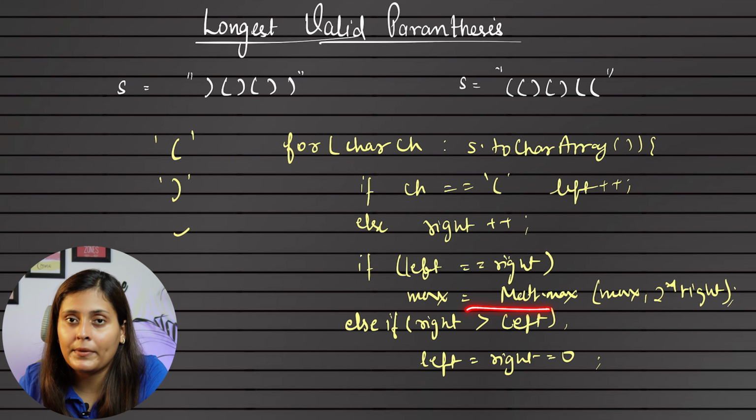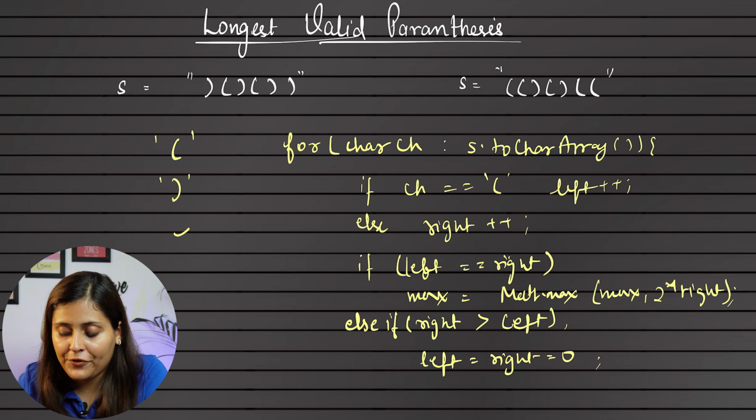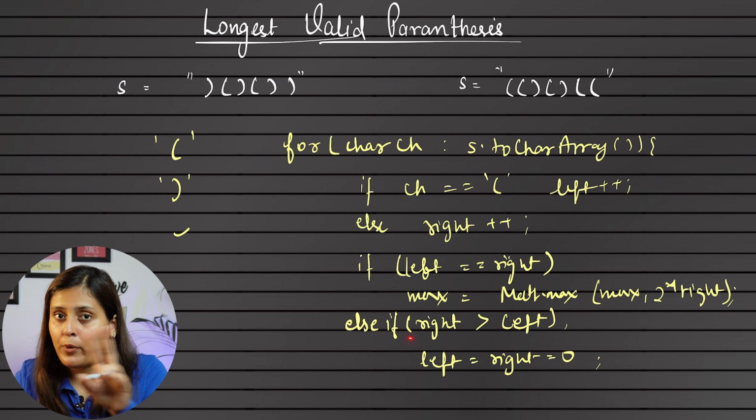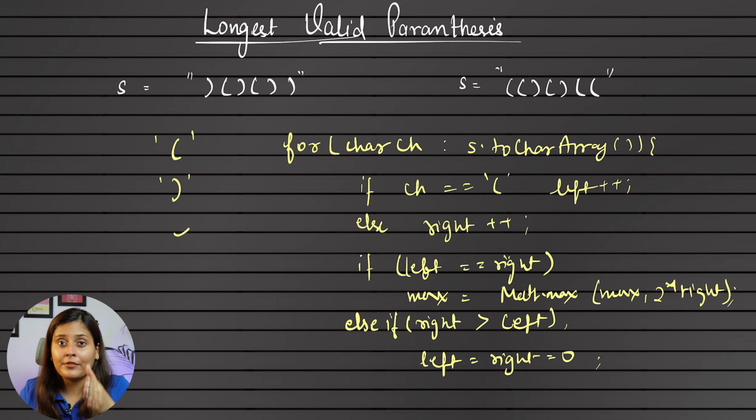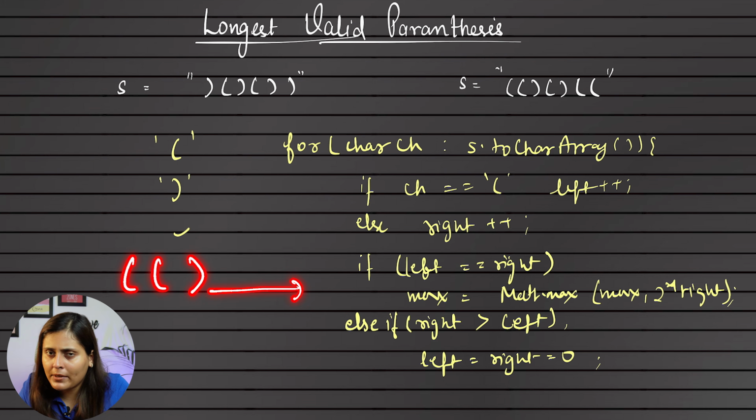So we will just update the maximum length. If it is not, there can be two possibilities, left maximum or right maximum. If left is maximum, then we don't know, going forward there might be a possibility, for example, left is maximum. So we are going forward only, so it might become valid. So we cannot say invalid.